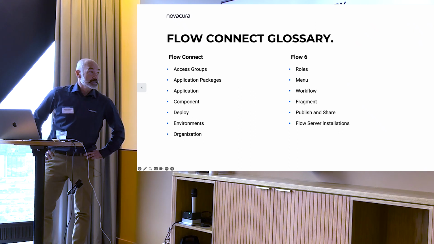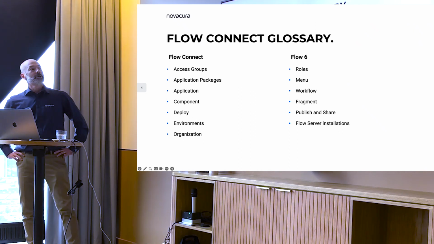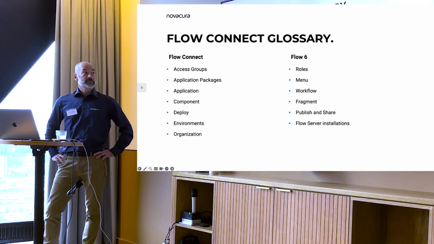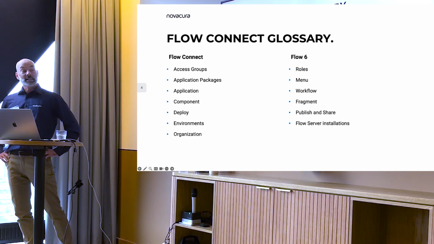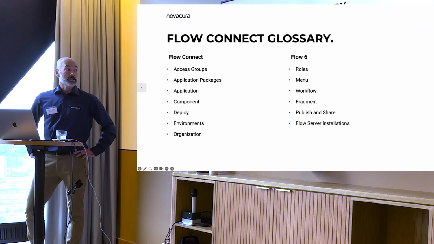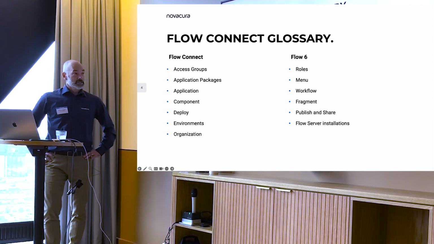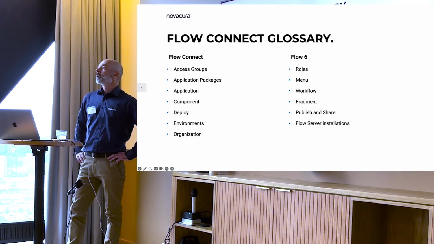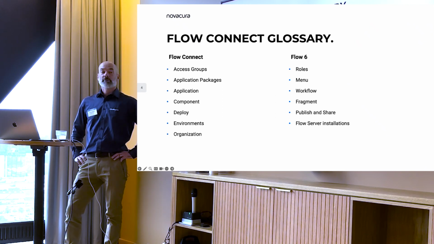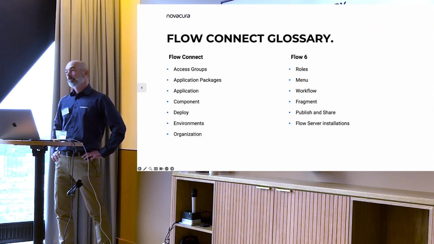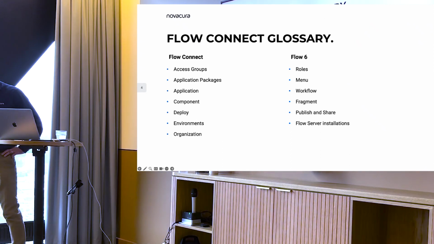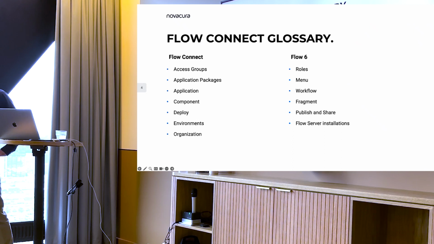So in Flow Connect we have access groups instead of roles in Flow 6. We have application packages that will be replacing the menu. It will be a lot more, but that's the closest thing in Flow 6. We have application instead of workflow, component instead of fragment, and we say deploy instead of publish, sharing, and subscribing in Flow 6.